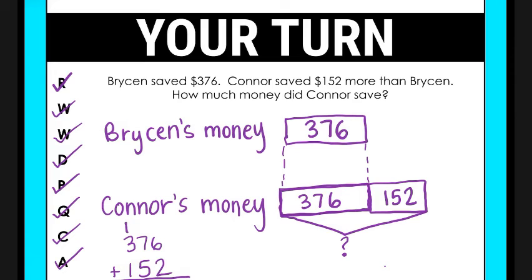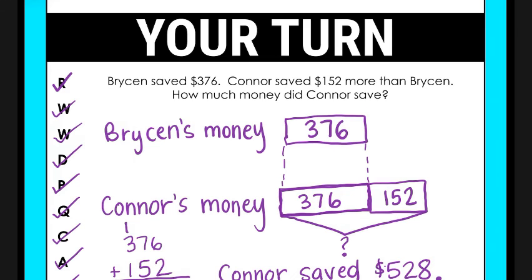All right, now my last step is the S. Remember, the S stands for sentence. So looking at the question, how much did Connor save? I will say Connor saved $528. Make sure you write your sentence, start with a capital, end with a period, and then you can check mark your S because we are finished with that problem.